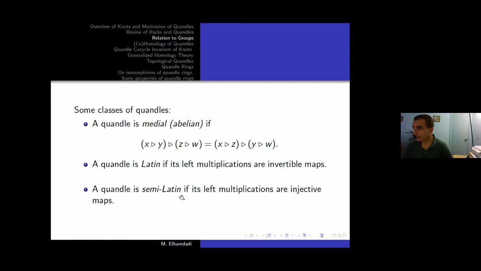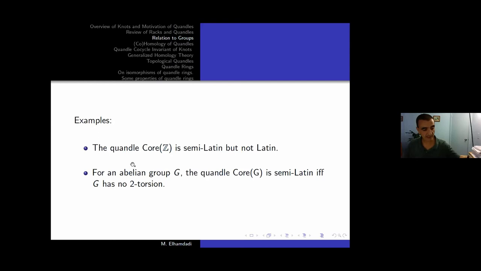Recently, Bardakov, Passy, and Singh introduced the notion of semi-Latin quandle. It's in their last paper on the arXiv. I will talk about that tomorrow when I start talking about quandle rings, some of their work on quandle rings. A quandle is semi-Latin if its left multiplications are injective. Instead of bijective, you just require injective. Obviously, one will ask for an example. Here is an example of semi-Latin that is not Latin, which means that the notion of semi-Latin has meaning.